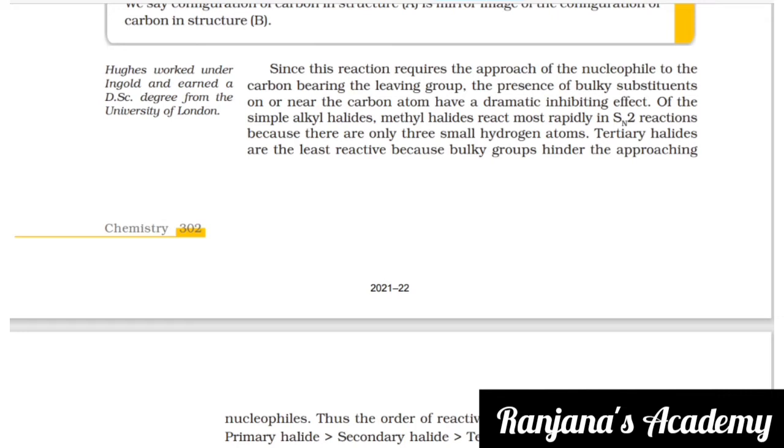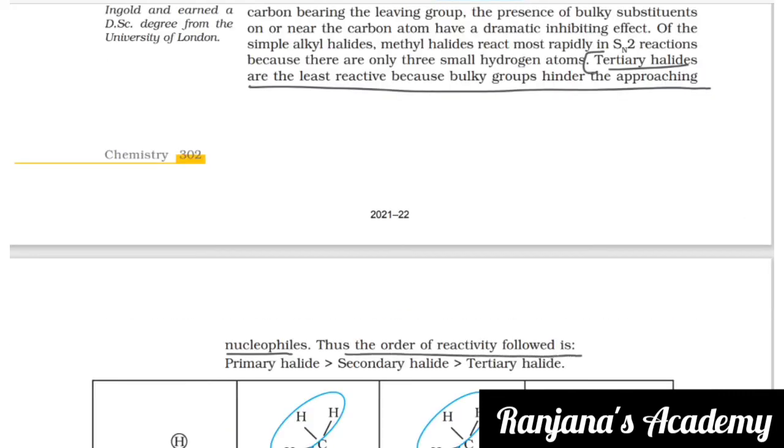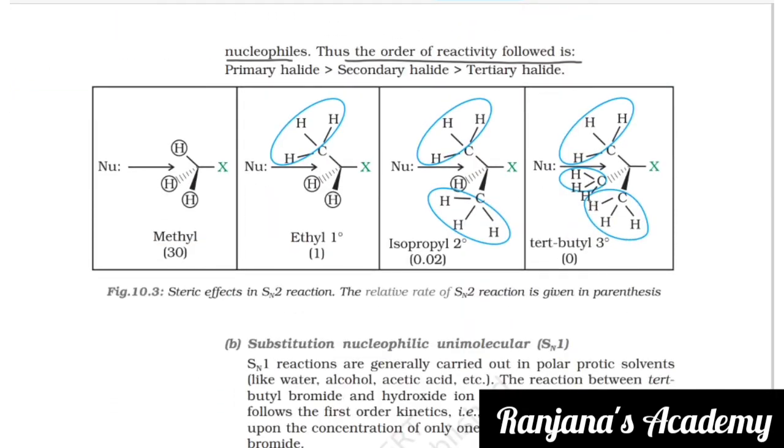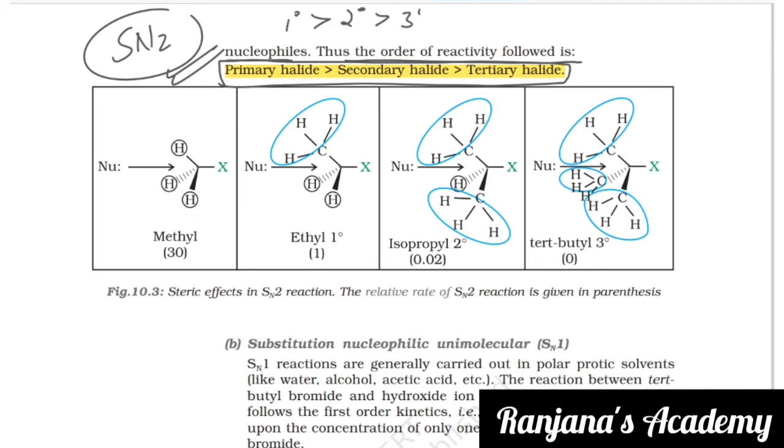Tertiary halides are the least reactive because bulky groups hinder the approaching nucleophile. Thus, the order of reactivity followed is primary, followed by secondary, followed by tertiary. This is exclusively for the Sn2 reaction, not for any other reaction. Primary halide is greater than secondary halide, followed by tertiary. This is for your Sn2 reaction.